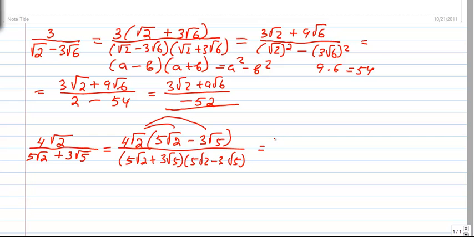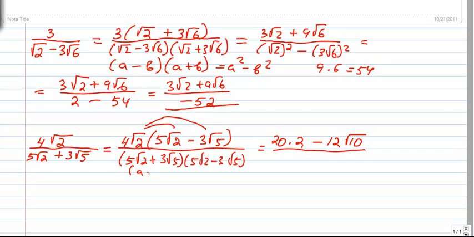4 multiplied by 5 is 20. And radical 2 multiplied by radical 2 is just 2. And then we will calculate it further. Minus. 4 multiplied by 3 is 12. And radical 2 multiplied by radical 5 is radical 10. Now we continue with the denominator.